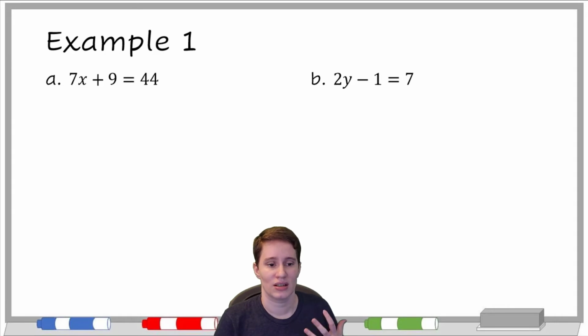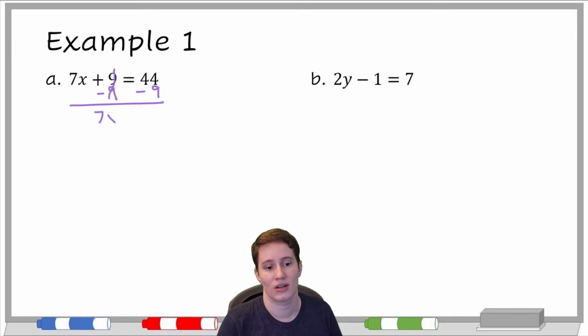We have this idea that the 7 and the plus 9 both need to move away from x, so that x is by itself. Choosing which of those happens first, or another way of thinking about it, choosing which should happen last, is really important here. This 7 that's in front of x, anytime you have a 7x like this, right next to each other, that 7 is the very last thing you want to move. So I'm going to subtract the 9 from both sides first and get 7x equals 35. And then I'm going to take that 7 and divide it on both sides.